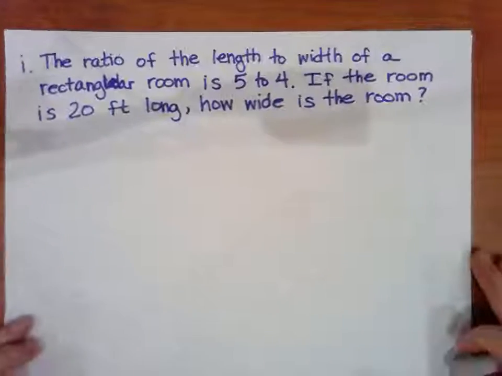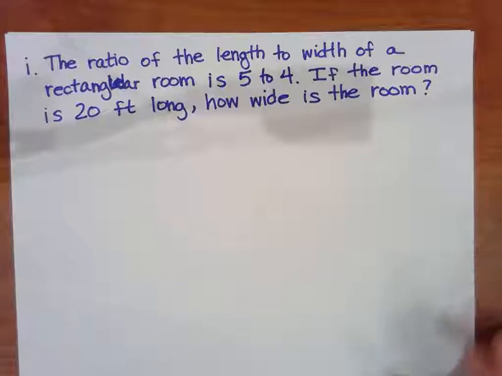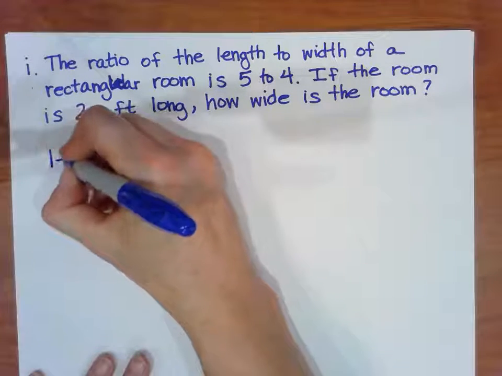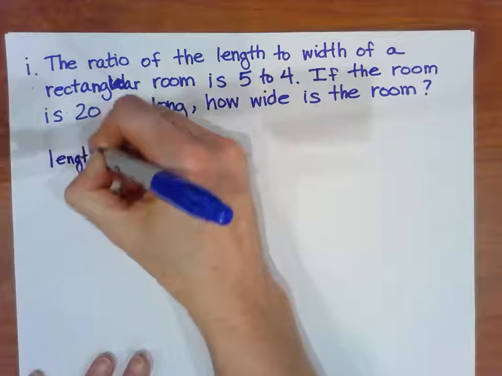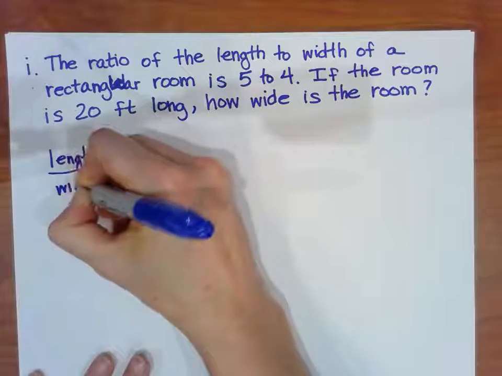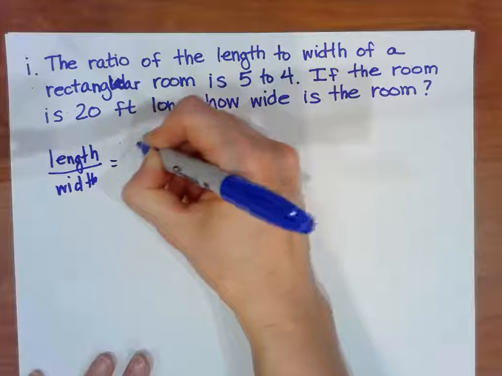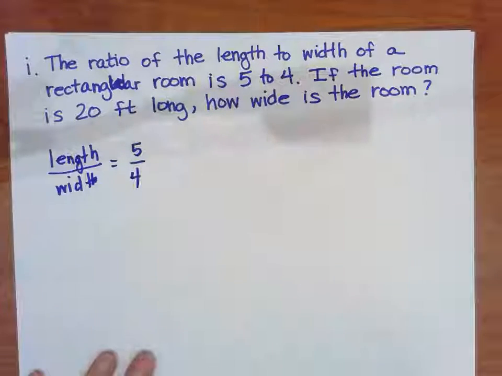Next we'll look at I. The ratio of the length to width of a rectangular room is 5 to 4. So let's write that down. Length to width equals 5 to 4. That's how we would write that ratio. If the room is 20 feet long, how wide is the room?